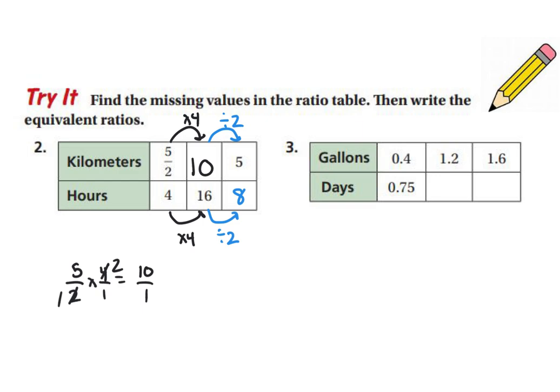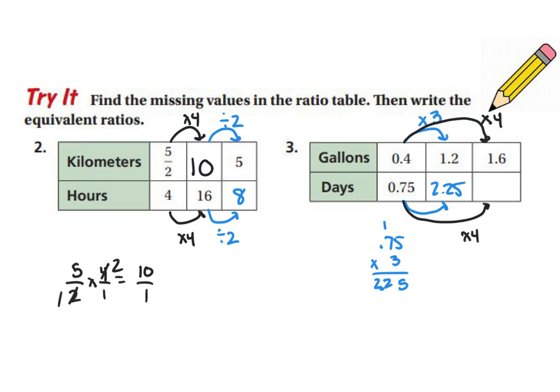On for number 3, 0.4 times 3 is 1.2, so I'm going to multiply 0.75 times 3. And I get 2.25. And if I wanted to get from 0.4 to 1.6, there I'd have to multiply by 4. So 0.75 times 4 is 3.